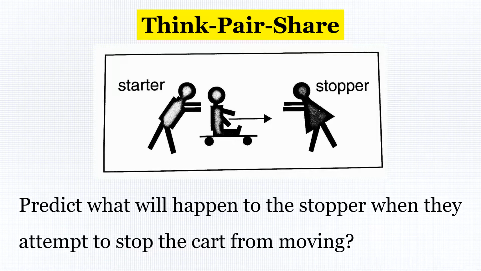All right, think about this scenario. You have three students. You have one that is sitting on a cart, one student that is pushing them, and then another student that is trying to stop them. So what's going to happen to the stopper when they attempt to stop the cart from moving? Well, if you've ever tried to stop a large object, like a car that's rolling, it's hard to stop the car or whatever object you're trying to stop without moving back slightly. And when we did this demonstration in the hallway, that's exactly what happened.